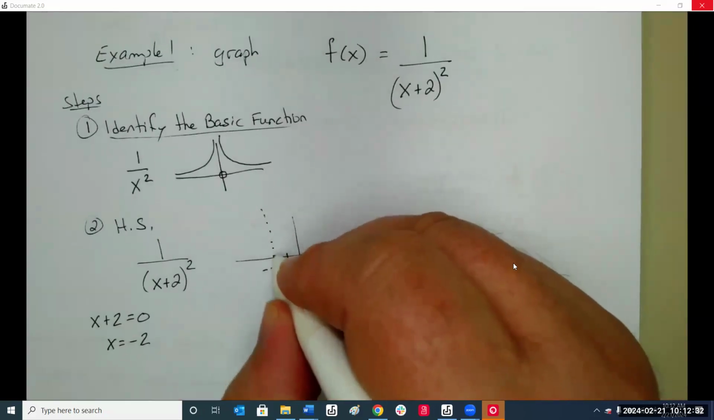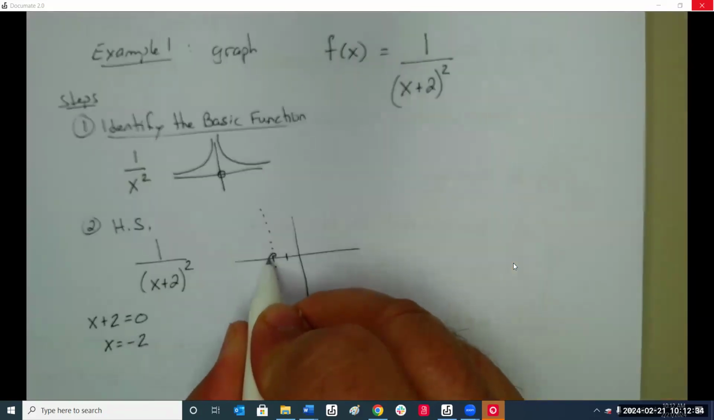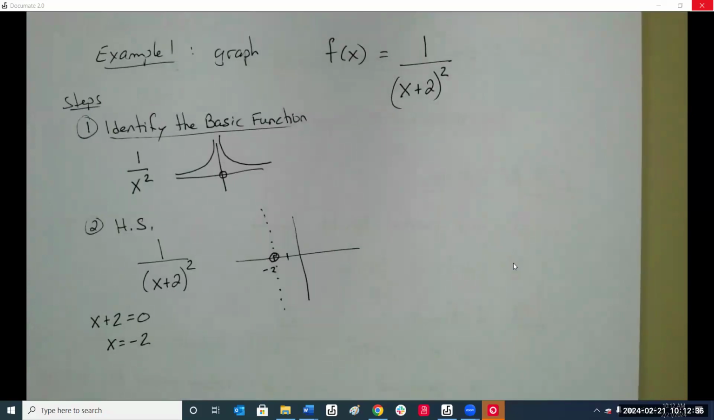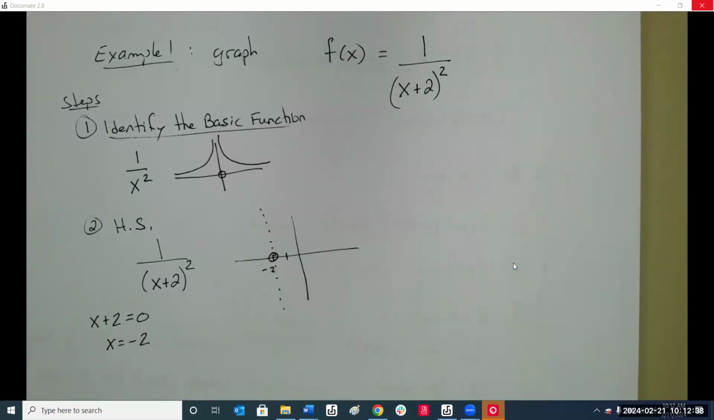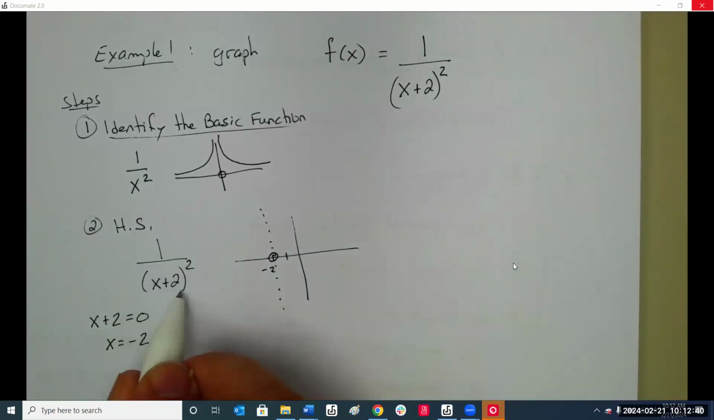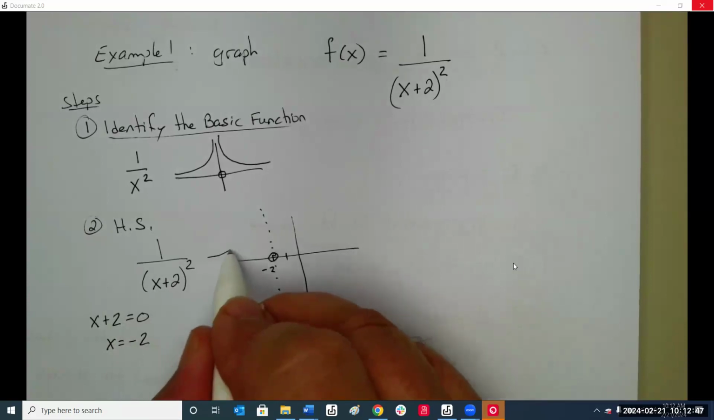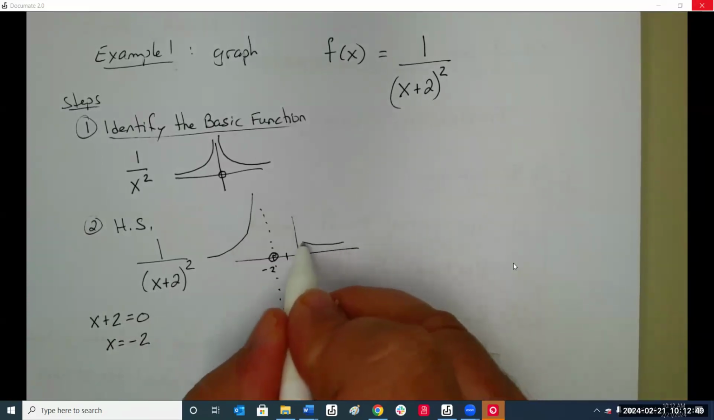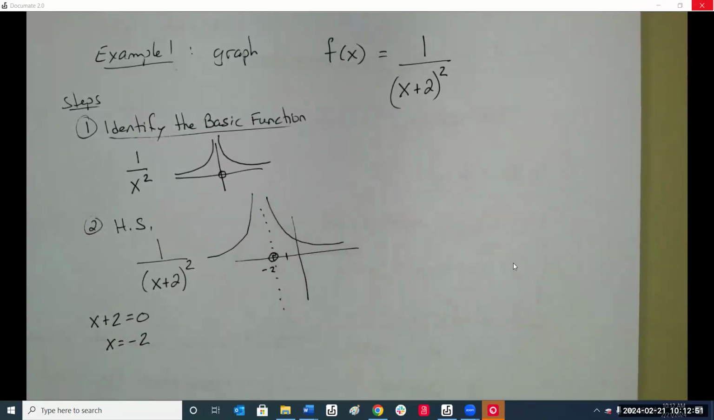So there is my new origin. If it's inside the parentheses, it's a horizontal shift. In other words, if it affects x first, then the graph looks the same. And there's your graph.